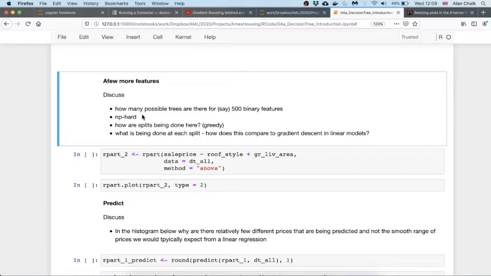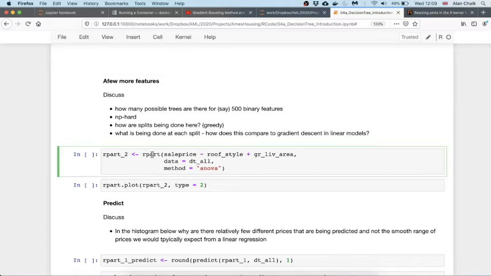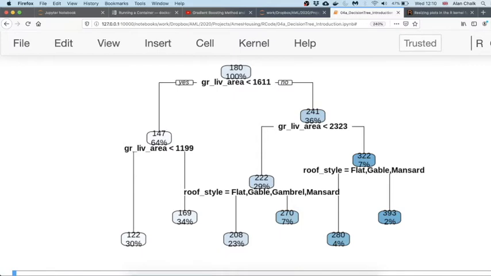What is being done at each split? We know that we're trying to minimize the loss function at each split, and that's not a million miles away from gradient descent, as we've discussed. So, what kind of tree are we going to get here? What do you think is going to be the most important thing? Is it going to be the roof style, or is it going to be the living area? What's going on here? Let's have a look together.